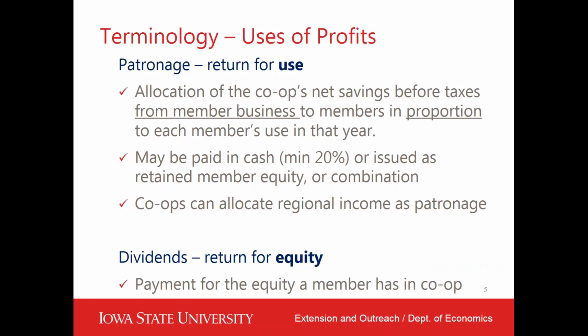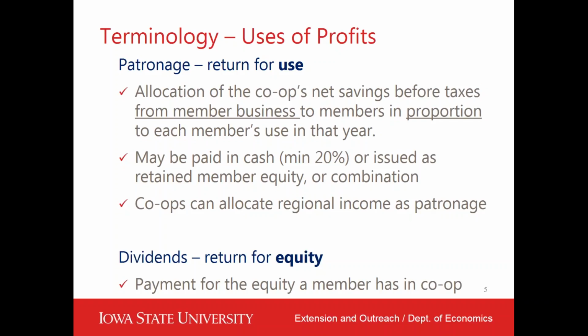Importantly, if we're talking about patronage, as long as it's a qualified allocation, we'll talk about what that means, a minimum of 20% of that has to be paid in cash to the members. It can be more. So as patronage is allocated, there's going to be some portion of the allocation as cash, and some portion as retained equity in the members' names at the co-op level. Again, this is conditional on being a qualified allocation. I'll talk about what that means.